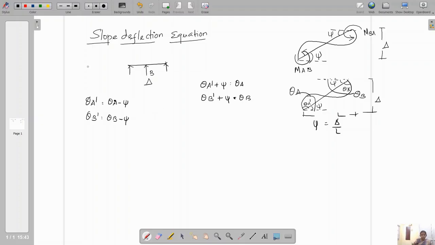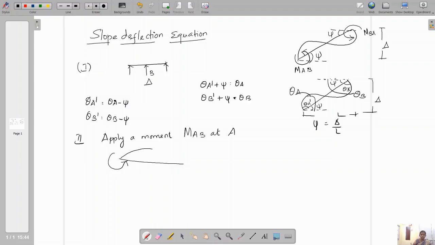Now, this is the first step to indicate all the terminologies and the relations. The second step, apply a moment MAB at A. MAB at A. Okay. In the given direction. So the given direction is like this. So I am going to apply a moment in this direction.